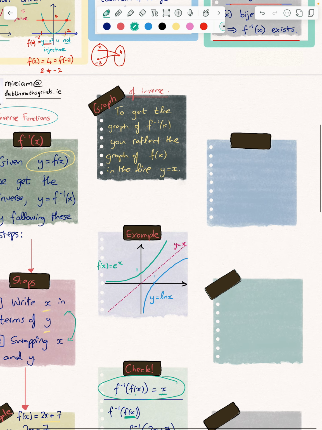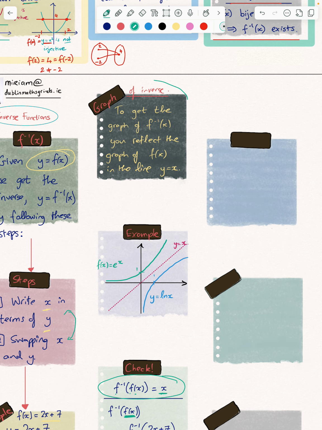And then one final point about the graph of an inverse. To get the graph of f inverse, you reflect the graph of the function in the line y equals x. That's the line through 0, 0 with slope 1. You see here below, I have in green the function e to the x. Its inverse is the function ln x. This is f inverse of x. And to get the graph of ln x, you can reflect the function e to the x, that green one, in the line y equals x.